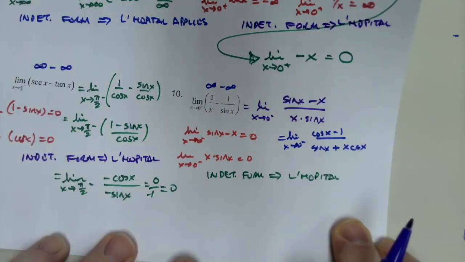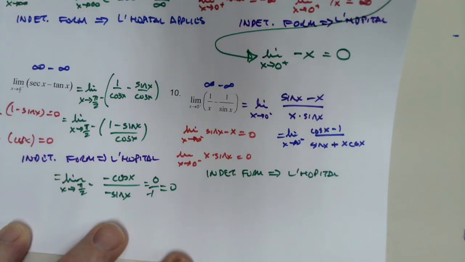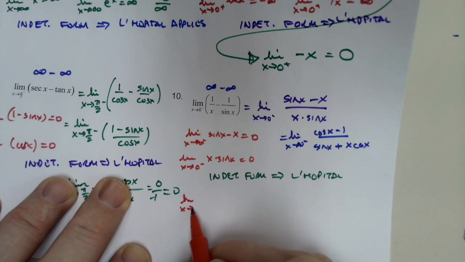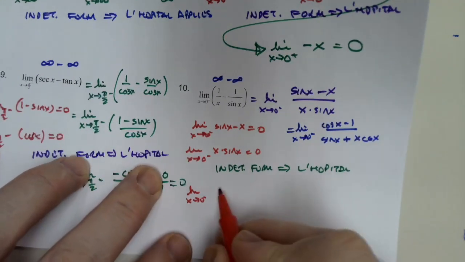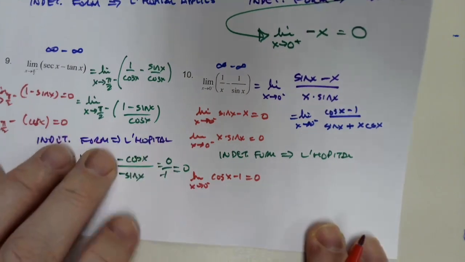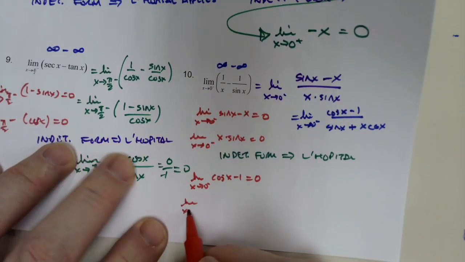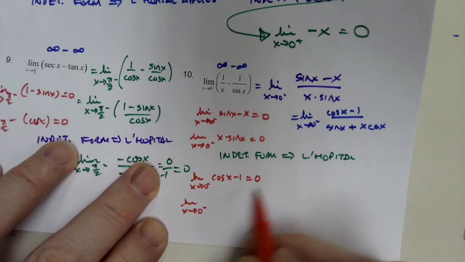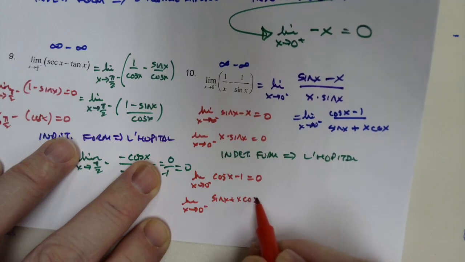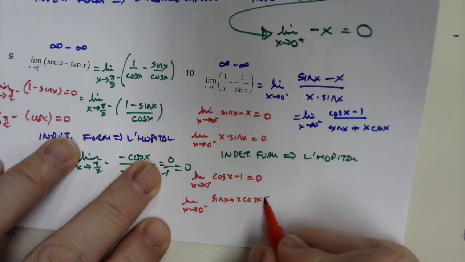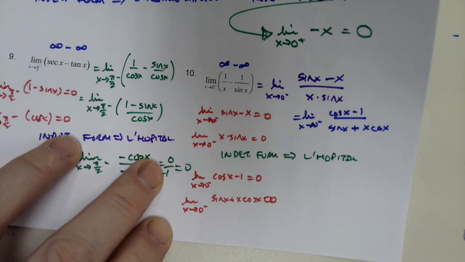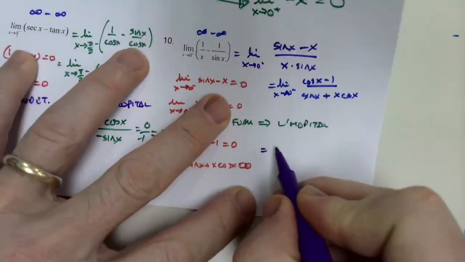Okay. Now, if we evaluate these, look what happens when we evaluate the numerator. The limit as x goes to 0 from the left of the cosine of x minus 1 would be 1 minus 1, which is 0. The limit as x goes to 0 from the left of our denominator, the sine of x plus x times the cosine of x, would be 0 plus 0, which is also 0. So we have to apply L'Hopital again by taking the derivative of the numerator.